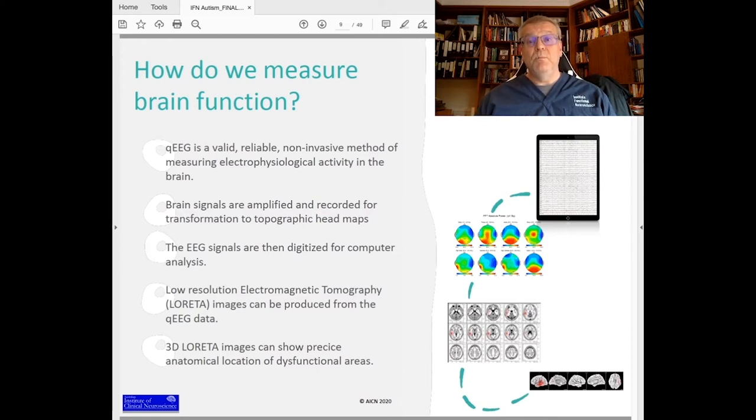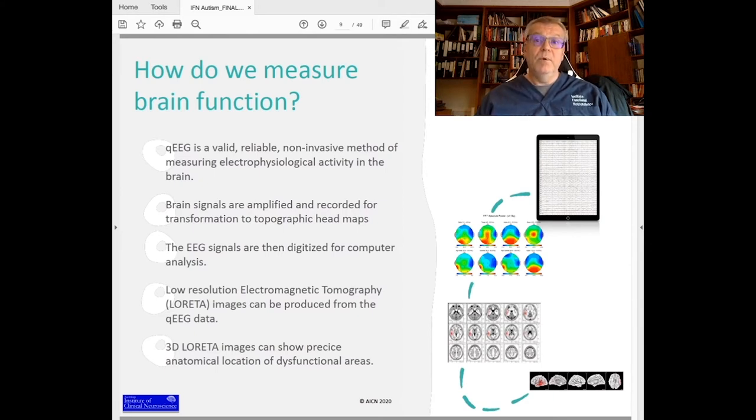So we take the signals from your brain and we amplify those so that we can see with our eyes, and have other technology like topographic maps, like are shown in this picture here, the red and green and blue little heads. And then we can continue to analyze that data even deeper and drill down into it more. And with our low resolution electromagnetic tomography, which is the last two pictures on the page, or the bottom two pictures on the page, with the last picture on the page showing us a 3D understanding of what's going on inside your brain.